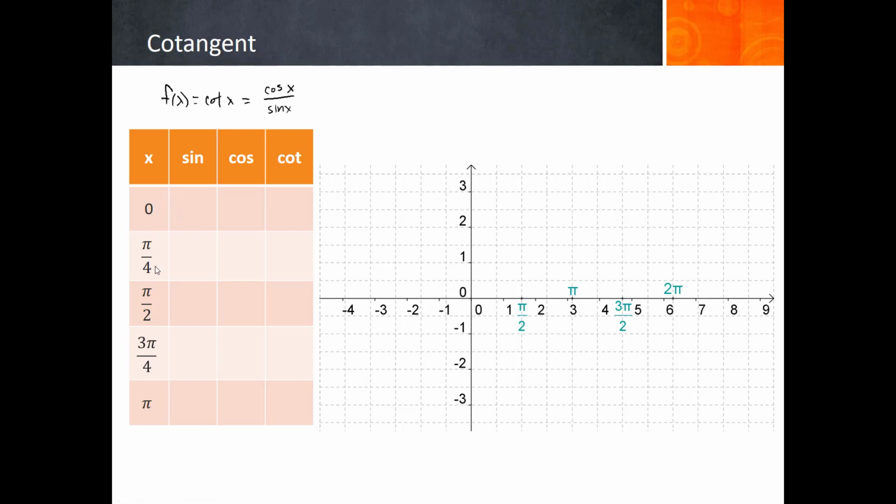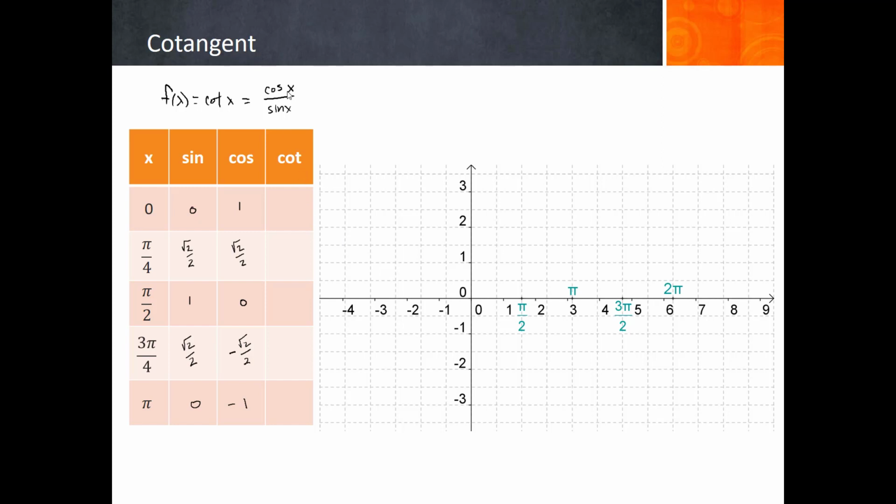Again, we have some chosen values for x. So sine of 0 is 0. Sine of pi over 4 is root 2 over 2. Sine of pi over 2 is 1. Sine of 3 pi over 4 is root 2 over 2 again, and then sine of pi is 0. Cosine of 0 is 1. Cosine of pi over 4 is root 2 over 2. Cosine of pi over 2 is 0. Cosine of 3 pi over 4 is going to be a negative root 2 over 2 because it's the x coordinate, and cosine of pi is a negative 1.